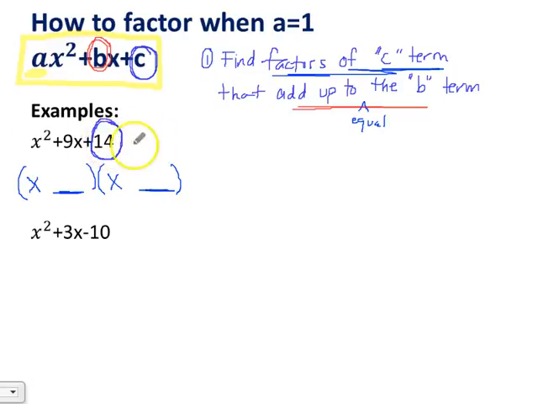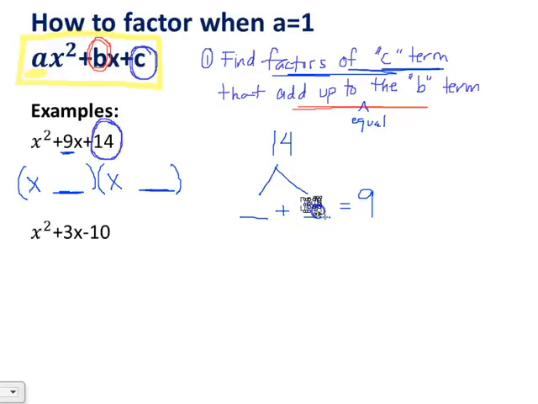Our c term in our first example is 14. I like to do it like this, and then I put two little arrows down. I need two factors of 14 that when I add them up, they're equal to the b term, and in this case, the b term is 9. So what are two factors of 14? You might think, well, 1 times 14 gives us 14. But when we add 1 plus 14, does it equal 9? No. So those two factors wouldn't work.